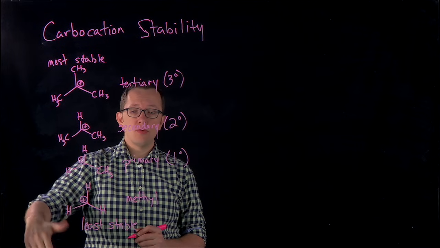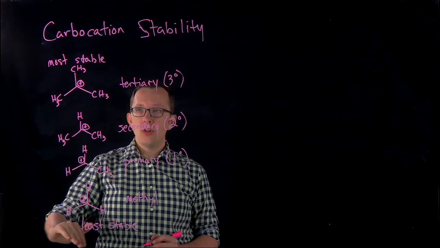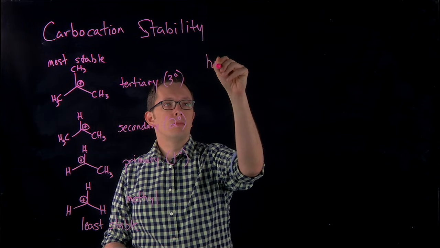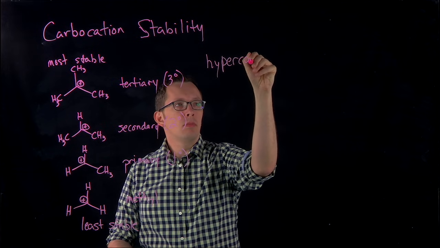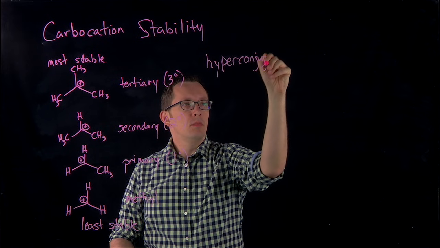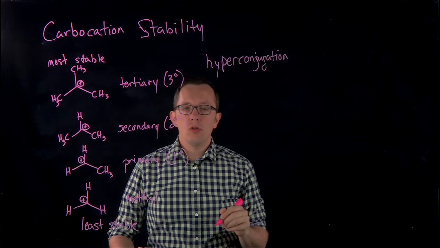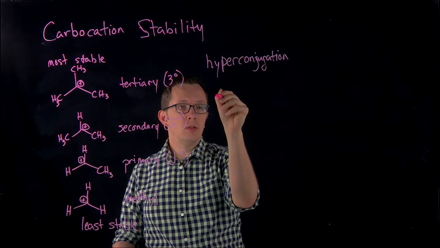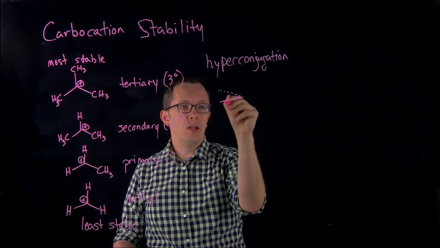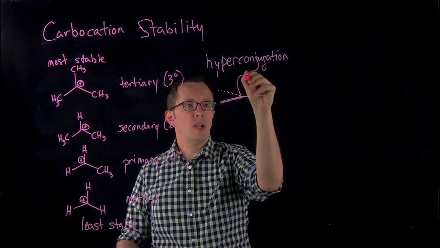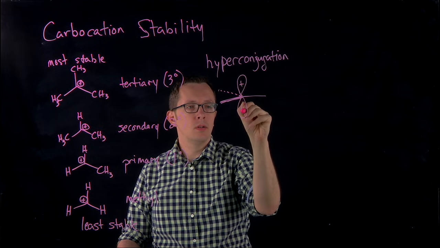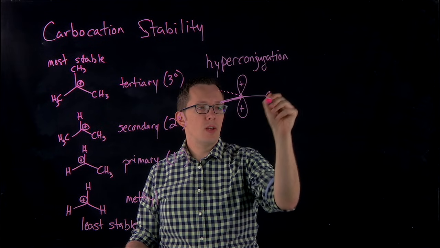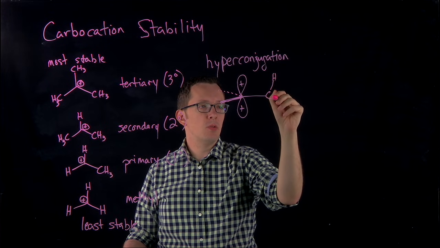Okay? And so what is responsible for the increasing stability as we add more substituents is something called hyperconjugation. So remember that our carbocations are sp2 hybridized. So if we draw that out, and they are planar, right? We have an empty p orbital, right? And when we have substituents adjacent to our carbocation, say we have our methyl group, we're going to have adjacent sigma bonds.